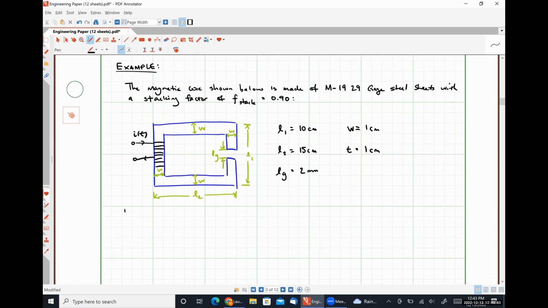And what I want us to do is to estimate the required coil MMF needed to produce a maximum flux of phi B equal to 125 microwebers in the core. Okay.